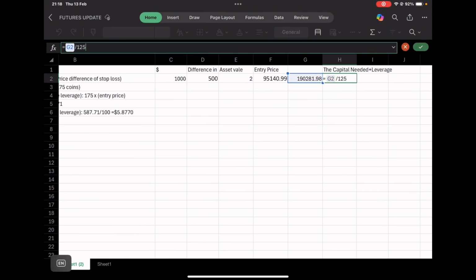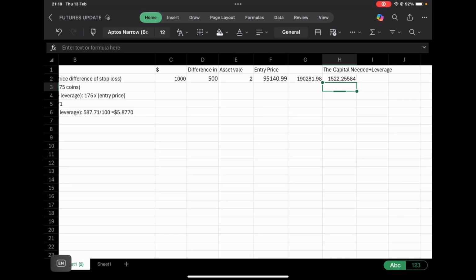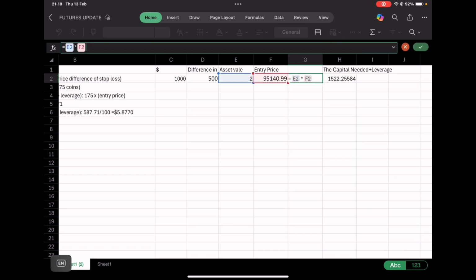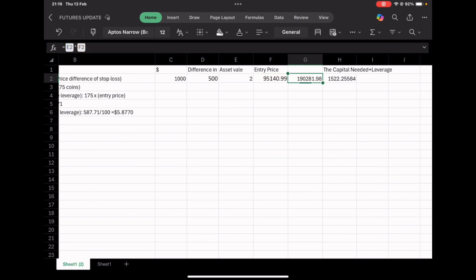Okay, so the leverage here, we are using 125x, right? So you can see the capital needed plus this leverage. You need 1522 to get into this trade, right? So if you click on the formula, it's going to show you here's the difference between asset value and entry price. So if I place this trade now, with the entry and the stop loss, what I will be losing will just be $1,000, right?